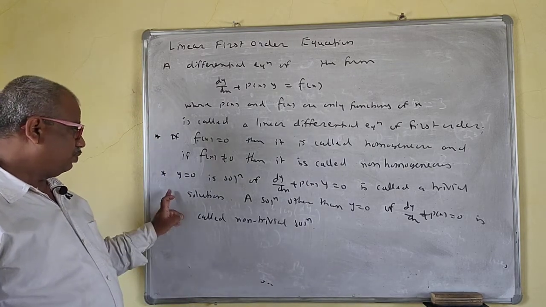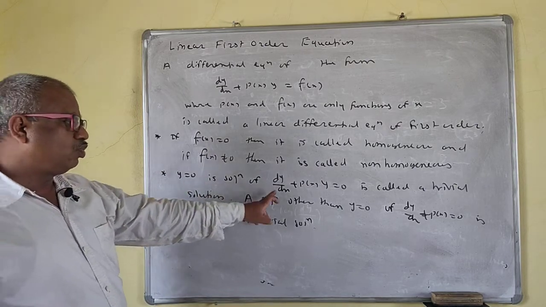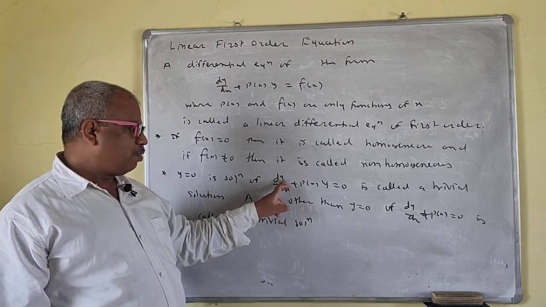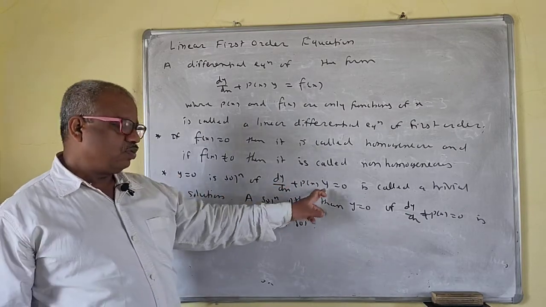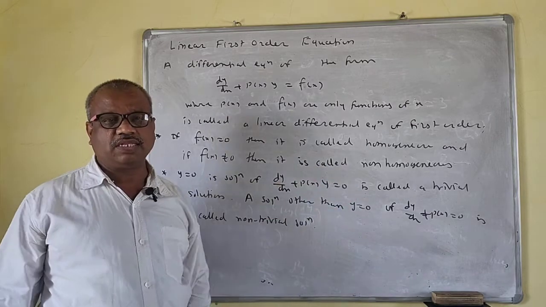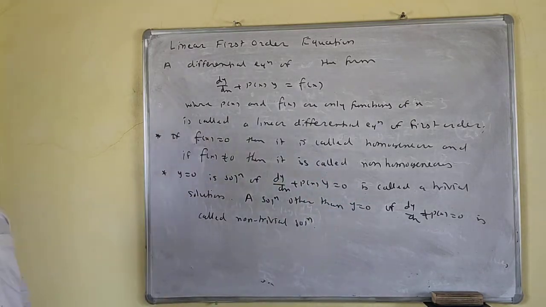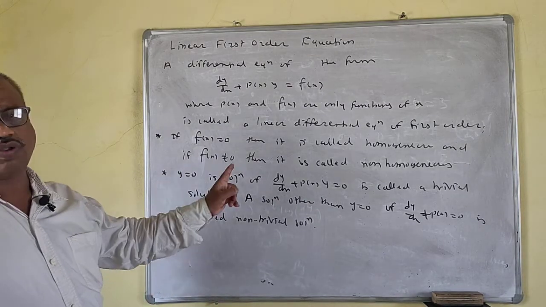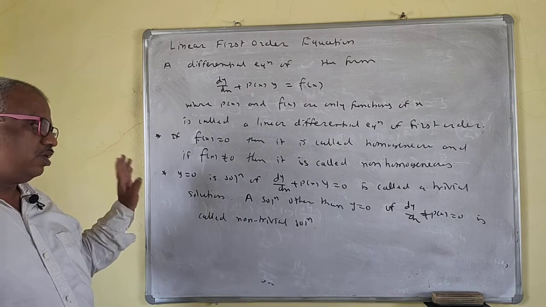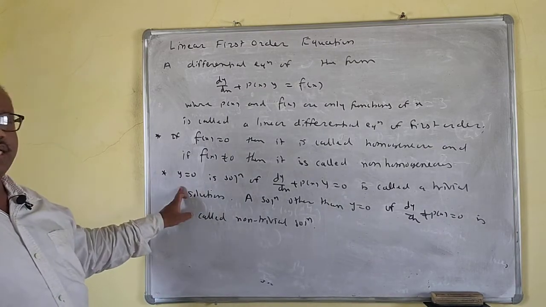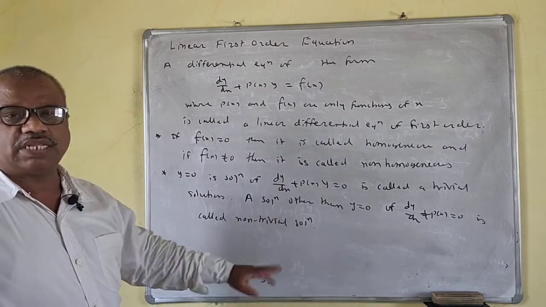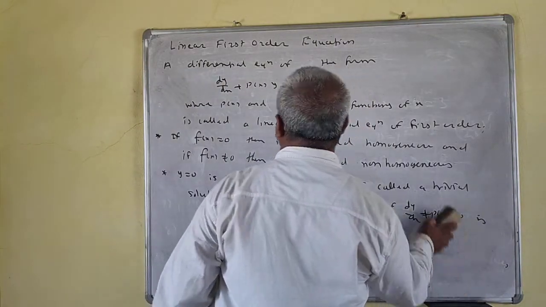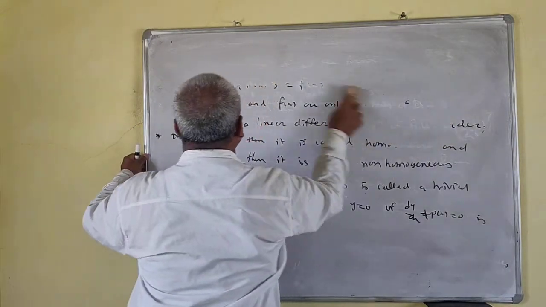If y is equal to 0 is the solution of this homogeneous equation, right? y is equal to 0 is a trivial solution, because if dy/dx is equal to 0, then y is equal to 0 easily satisfies this differential equation. So y is equal to 0 is always a solution of the homogeneous differential equation, and it is called a trivial solution. A solution other than y is equal to 0 of this equation is called a non-trivial solution.